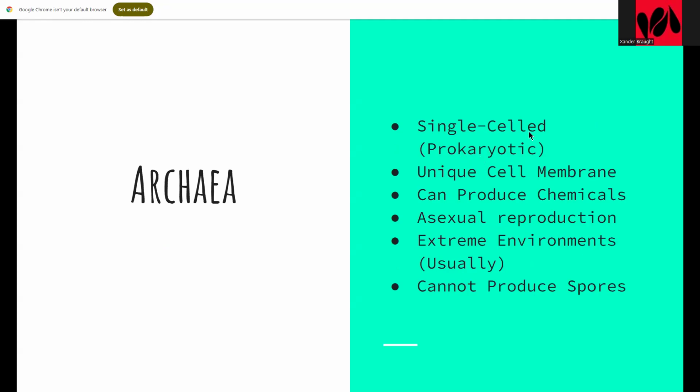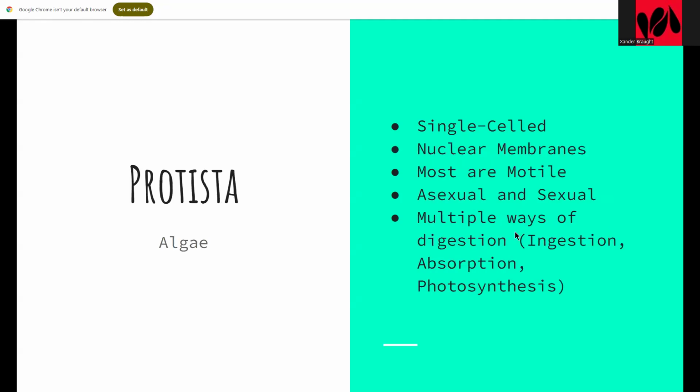Archaea, single-celled, prokaryotic, unique cell membrane can produce chemicals, asexual reproduction, extreme environments. So usually you'll find these at like the bottom of the ocean, within volcanoes, just crazy places, and cannot produce spores. And then protista, single-celled, nuclear membranes.